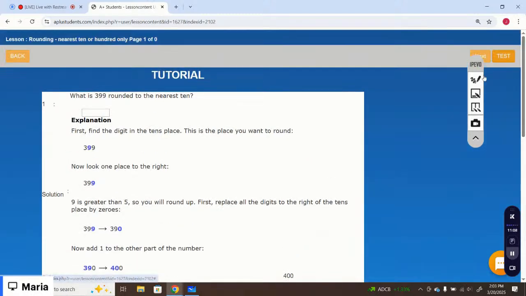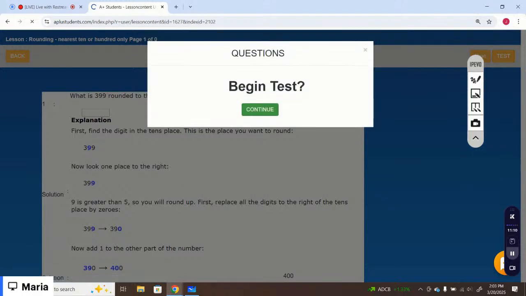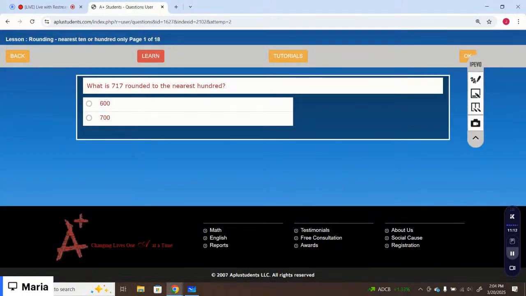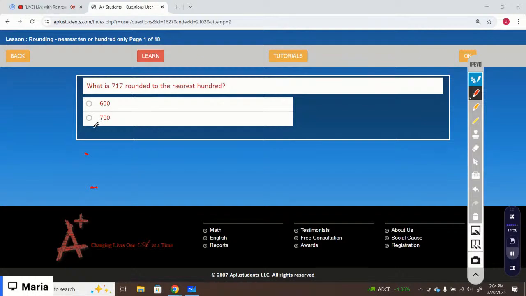Okay, let's start with the test question. The important thing is to see which digit you have to round off. Now look at the example. What is 717 rounded to nearest 100? That means you need to round the hundreds digit. This is the digit at the ones, this is tens, and this is the digit that is at the hundreds position. You have to see the digit on the right of this hundreds digit. Right of the hundreds digit, we have 1.